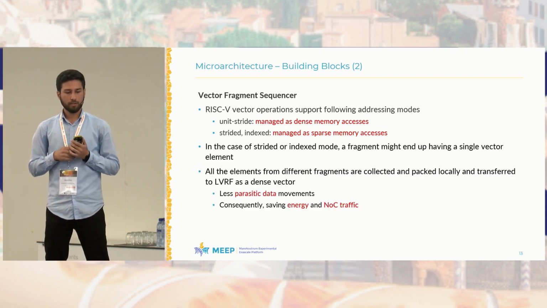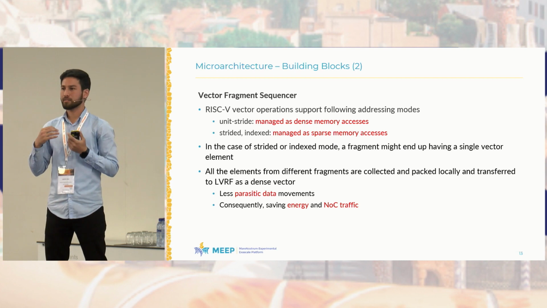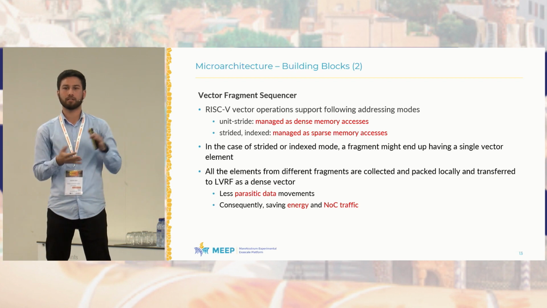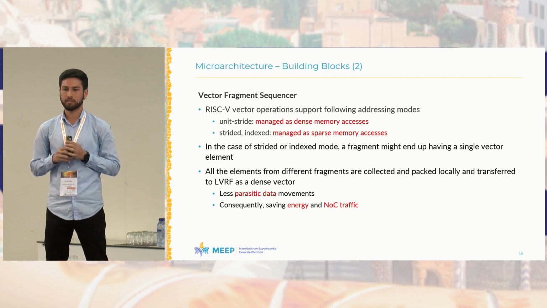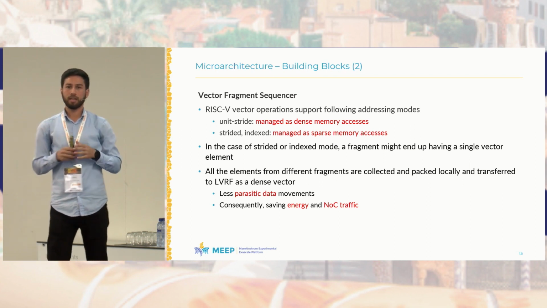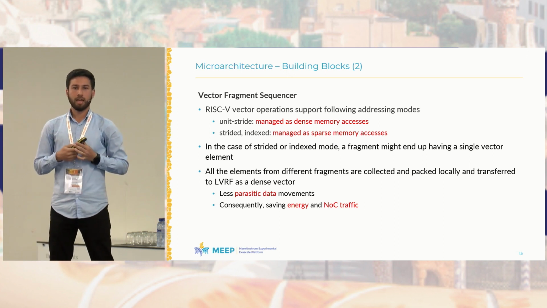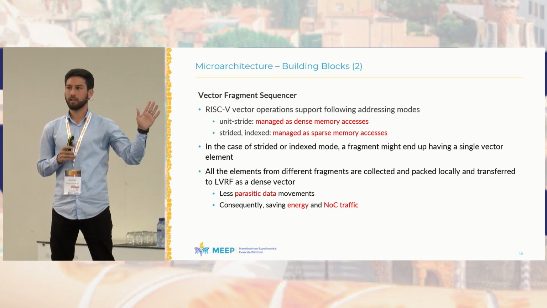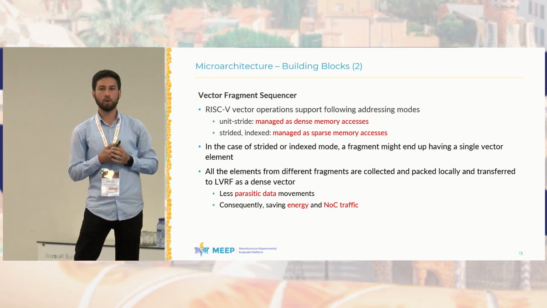What we are doing in this memory engine, MEDEA, is taking data from all the fragments, packing them locally, and writing to a vector register file or long vector register file as a dense vector. What we eventually have is less parasitic data movement. So you are moving less parasitic data from memory all the way to the compute node. Especially in case of stride, you need to put off some byte lanes, and this memory engine will do that locally and make a dense vector write to the vector register file. Consequently, we can save energy, and the good thing, we can save NOC traffic as well.